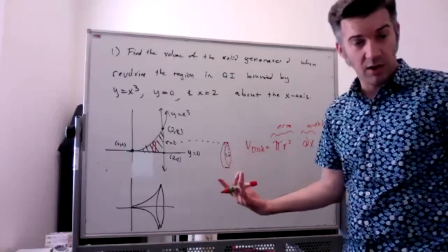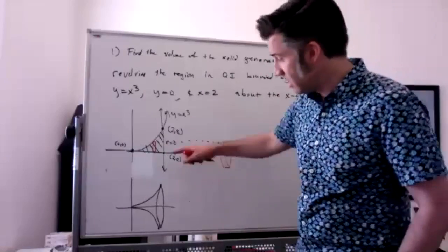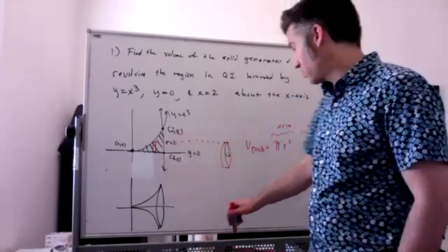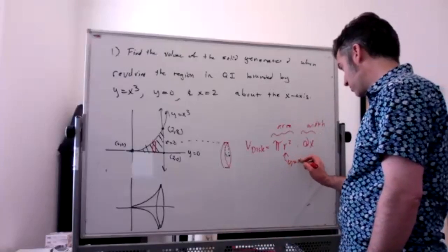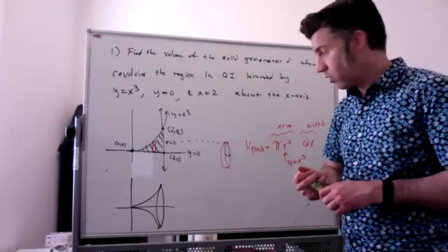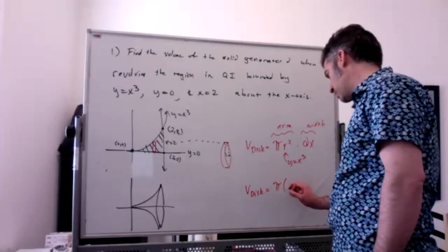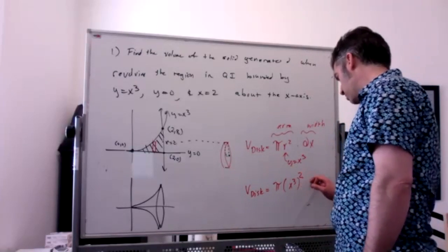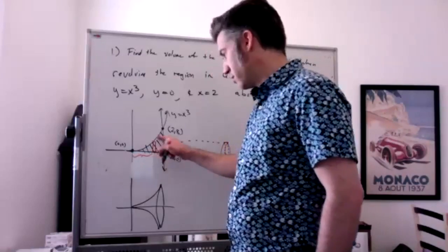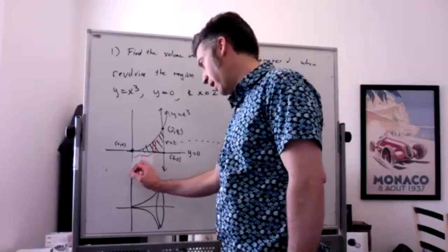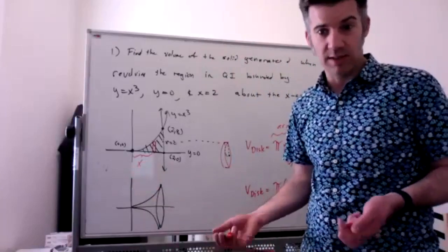Now, the only thing we have to ask ourselves is what is the radius of this disk? Well, the radius of the disk is just how high that rectangle is. So the radius is just the function y equals x cubed in this particular example. So the volume of my disk is pi times x cubed squared times dx. Where we're thinking of this rectangle as located at a distance of x from the origin. That's why the height is just whatever x cubed is, because it's the function height.